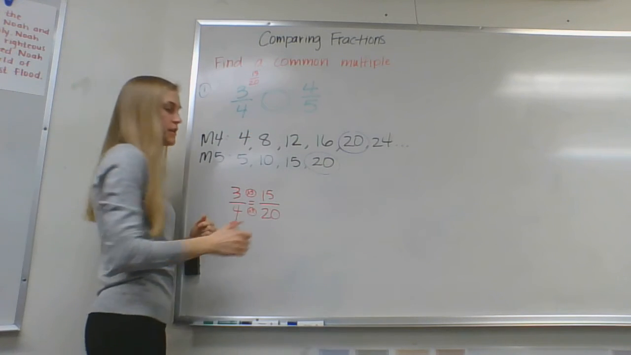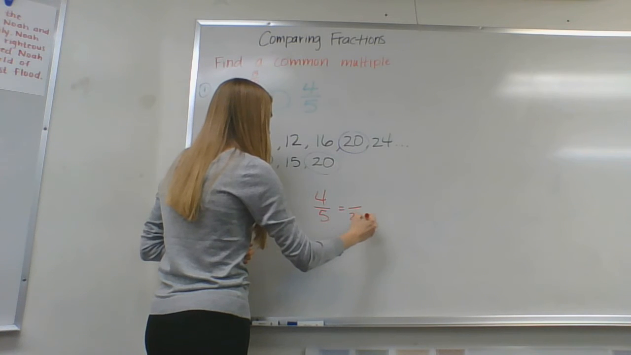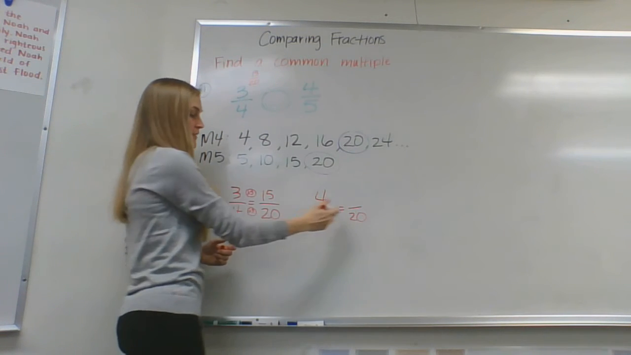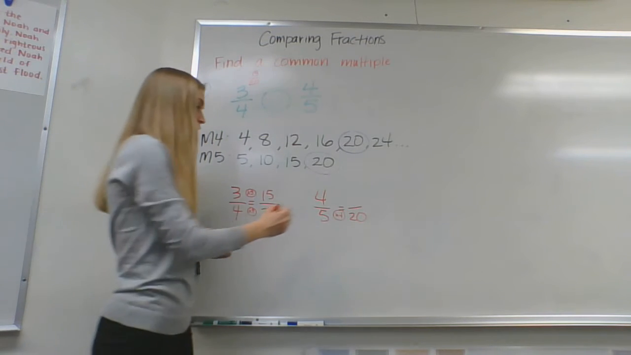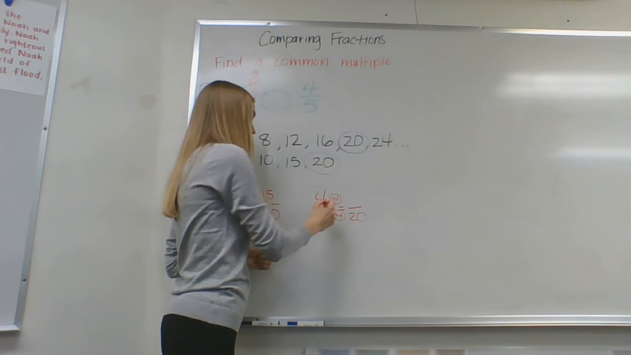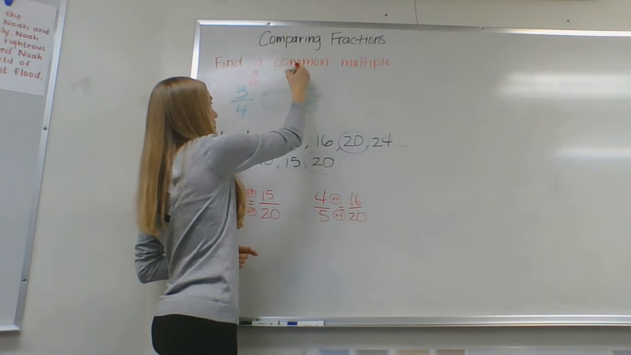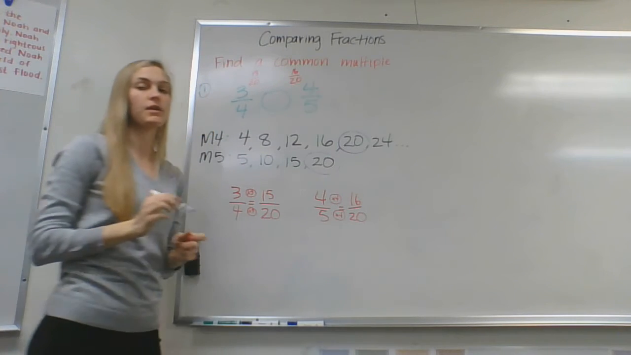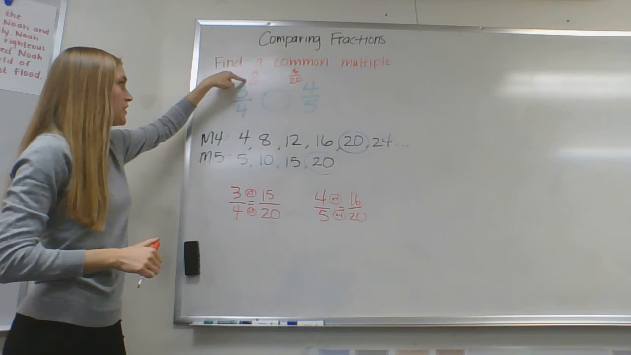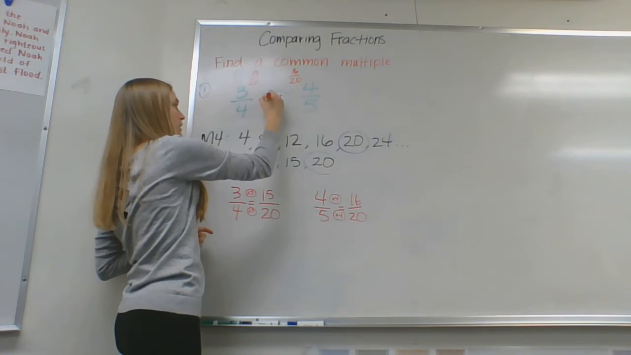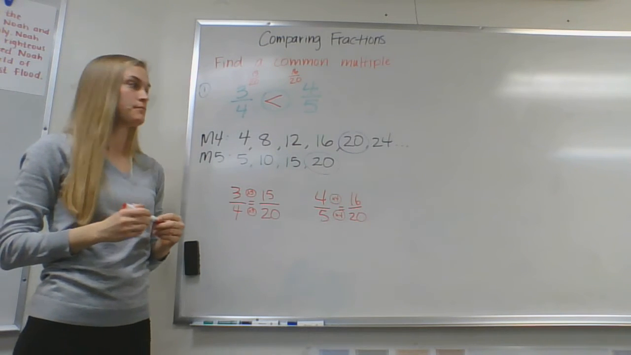Okay, let's change 4/5 to have a denominator of 20. All right, 5 times 4 is 20. If we want it to be equivalent, we'll multiply the numerator by 4 also. And 4/5 would then equal 16/20. Okay. Well, 15 is less than 16, so 15/20 is less than 16/20, which makes 3/4 less than 4/5.